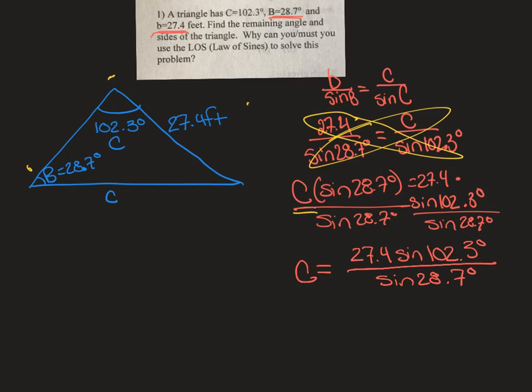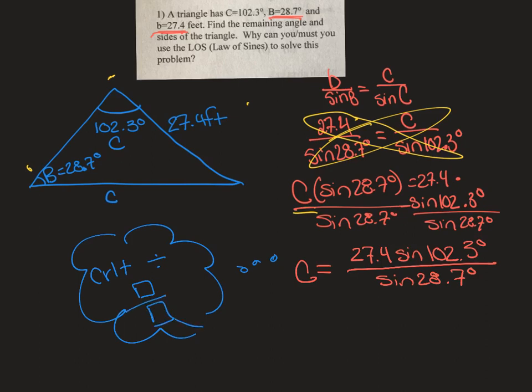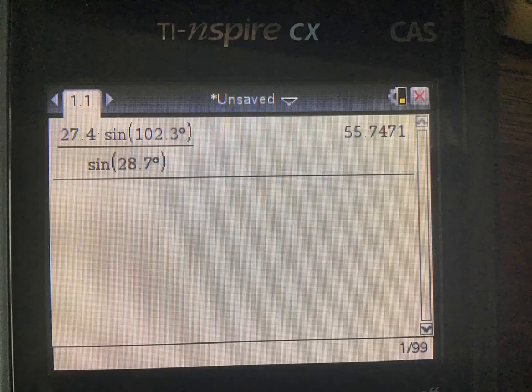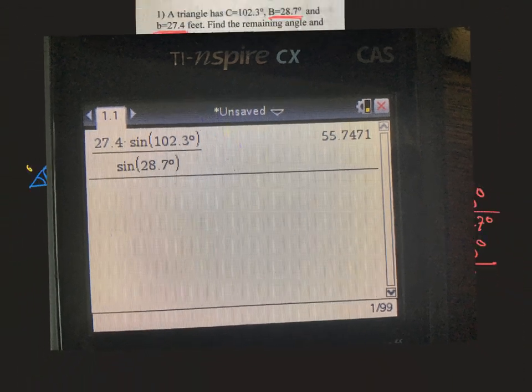Hey, let me draw you a little thought bubble. You're going to do Control and the divide symbol, and that will make that fraction thing show up on your calculator screen, and then you can type that right into it. So let me do that really quick and get you an answer. And when you type it in the calculator, it should look something like this. Looks like this, and so that's our answer right there.